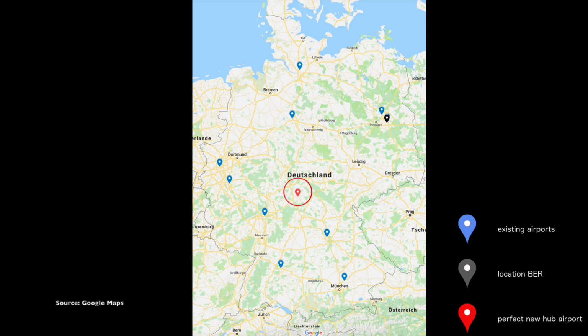As you can see, the perfect spot for a new passenger hub airport would be located very central in Germany, about 15 kilometers east of Fulda. This location is about 300 kilometers away from BER. Meanwhile, Frankfurt Airport, as Germany's biggest airport, is located only around 110 kilometers away. Even 6 other of the biggest German airports are closer located than BER.